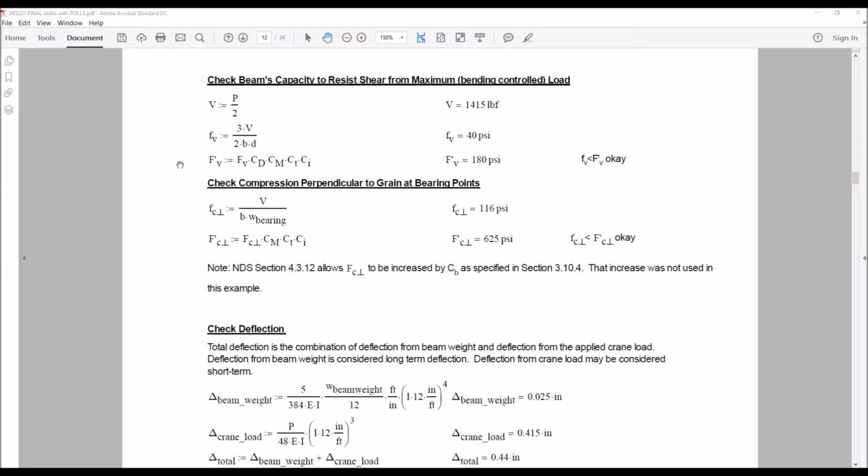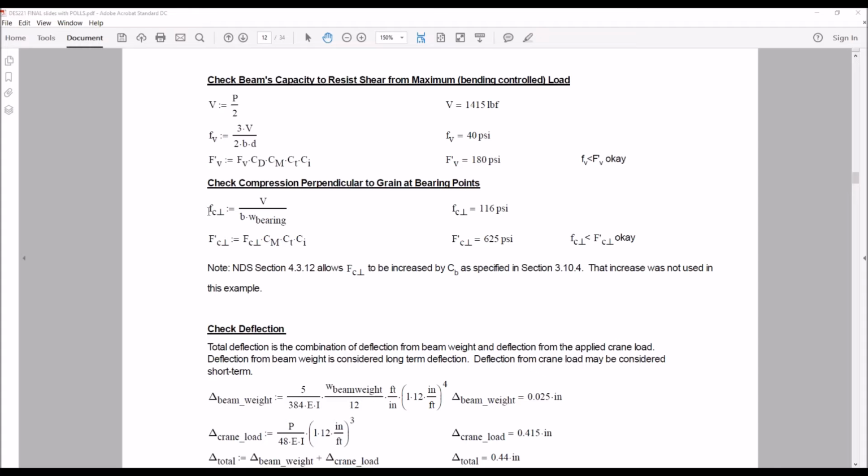Our shear capacity is based on that F sub V, the unadjusted shear stress, times the load duration factor, C sub D, the moisture factor, C sub M, the temperature factor, C sub T, and the incising factor, C sub I. So we get an adjusted value of 180 psi for the shear capacity, which exceeds our demand of 40 psi, so we're okay. We do a similar check for the compression perpendicular to grain at the bearing points. So the shear load would be applied over the area of bearing.